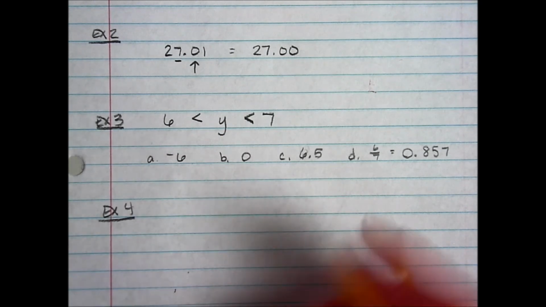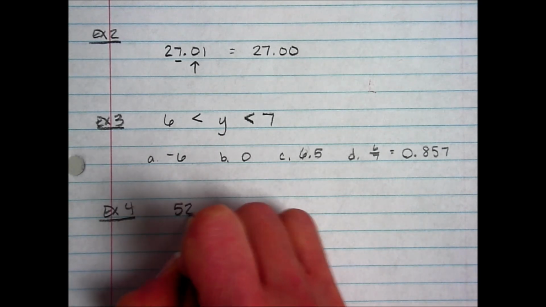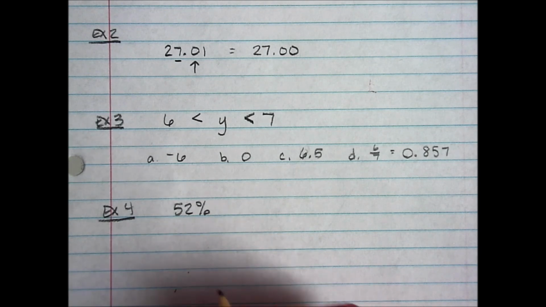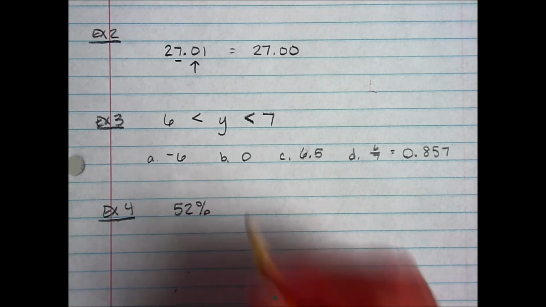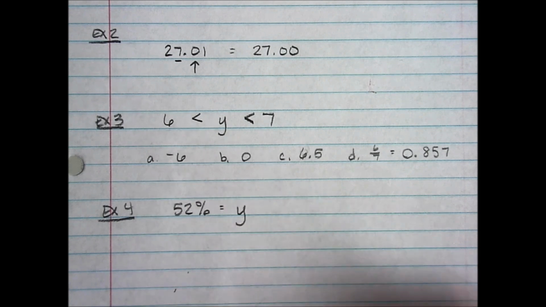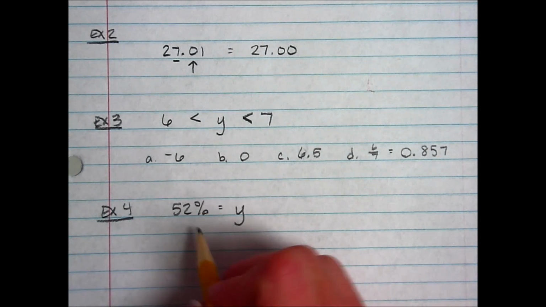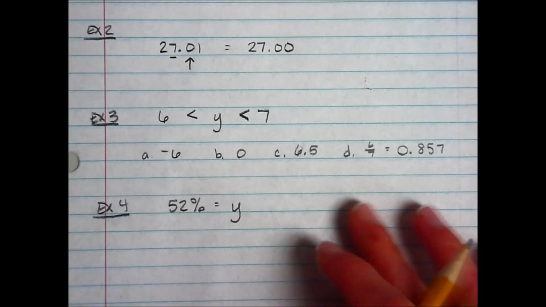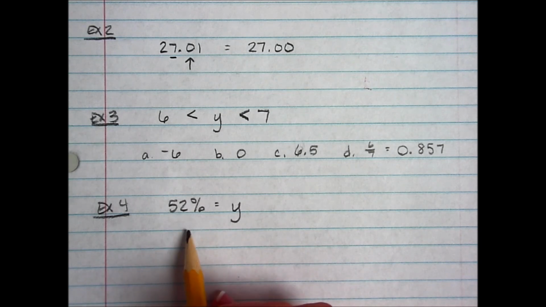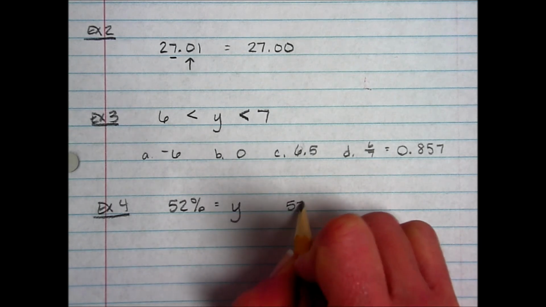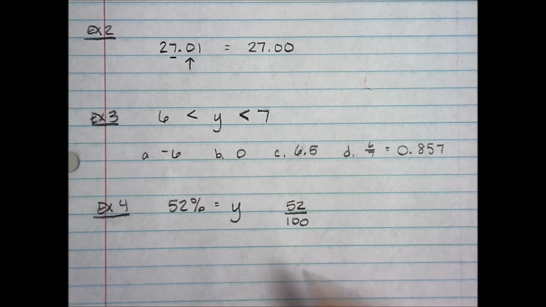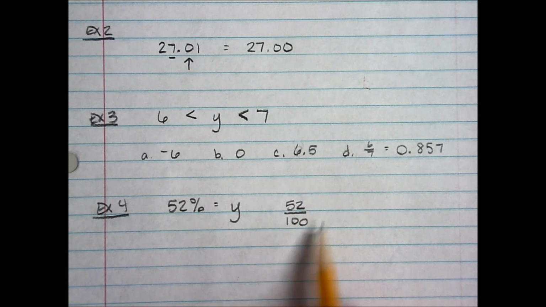Okay, then they'll have another type of problem that says 52% is equal to what? And they say, I think they put y in there. And they'll give you some answer choices, and all of the answer choices are in fractions. So all you have to do is change your percent to a fraction. So to do this, we remember that percent means out of 100. So we'll write 52 over 100. That's 52 out of 100. And now all we have to do is reduce this or simplify our fraction.